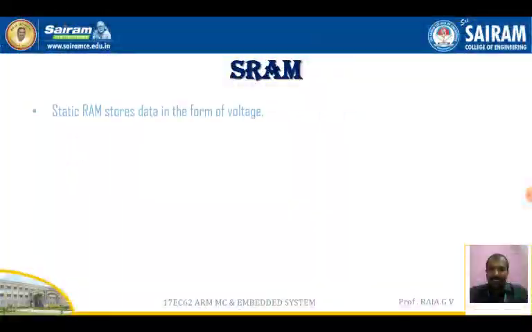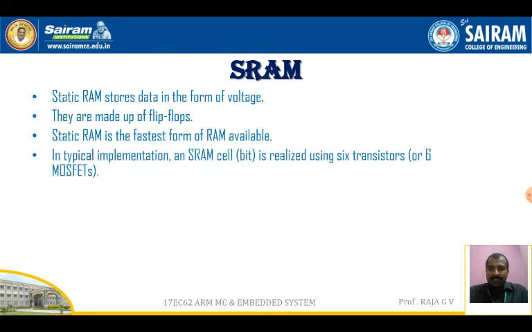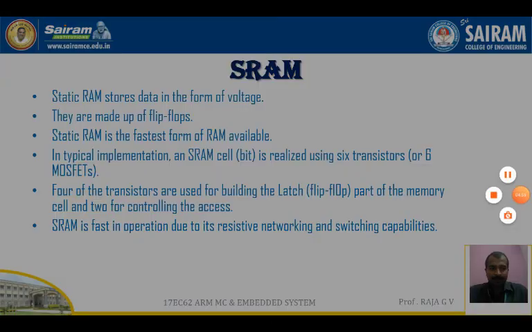First we will see SRAM. SRAM is static RAM, with data stored in the form of voltage. They are made up of flip-flops. Static RAM is the fastest form of RAM available. In a typical implementation, an SRAM cell is realized using 6 transistors, that is 6 MOSFETs. 4 transistors are used for building the latch part of the memory cell to realize the storage, and 2 for controlling the access, for data read and data write.